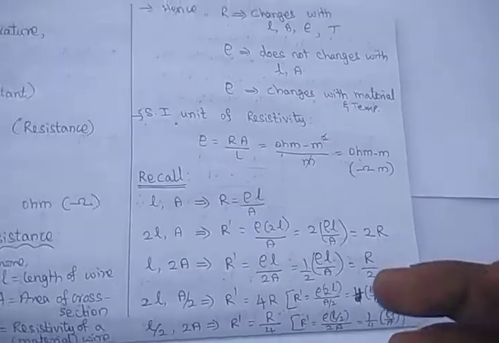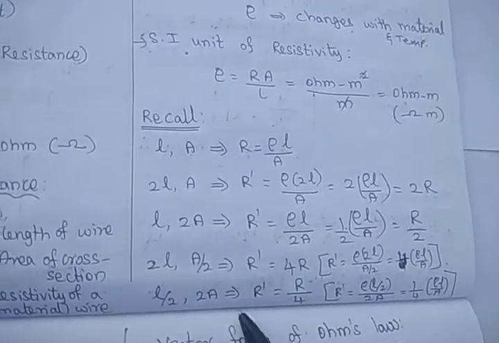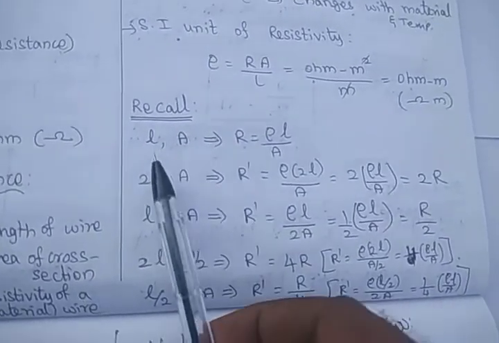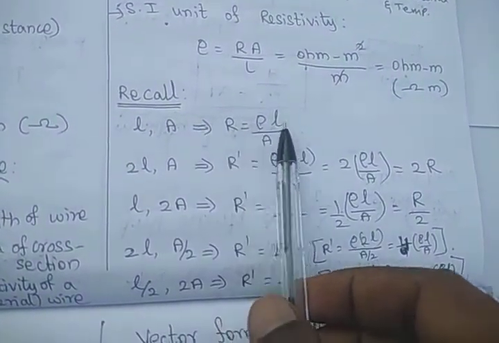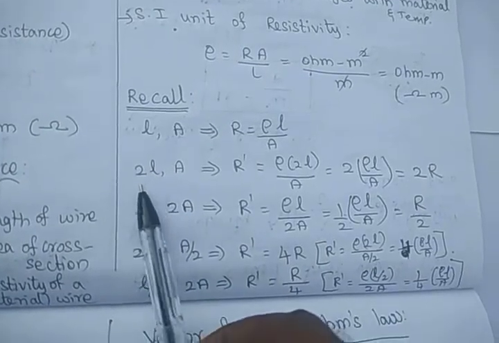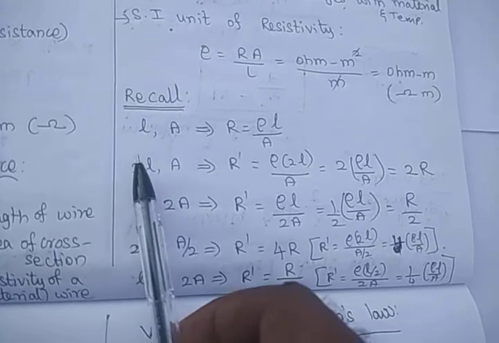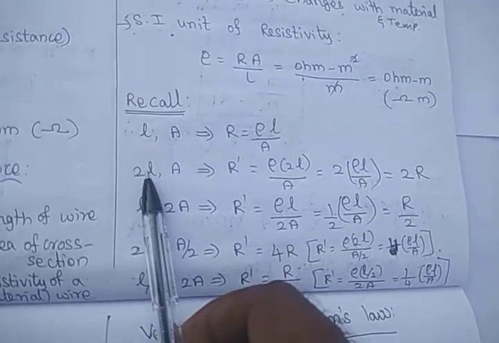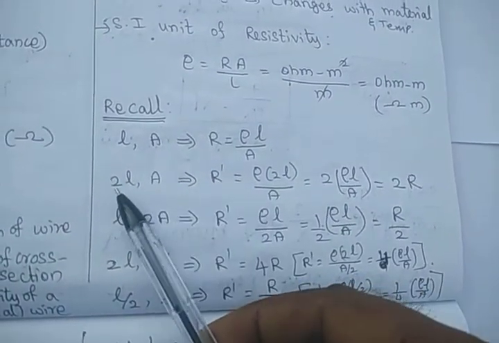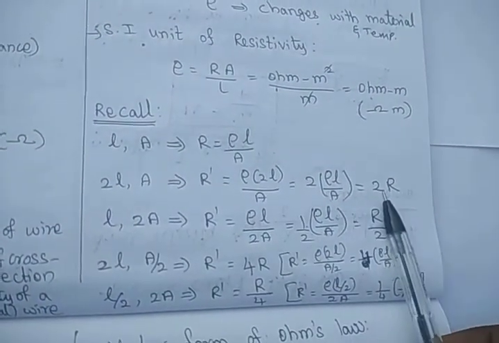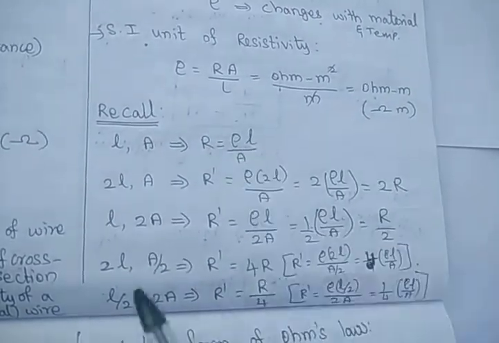Again, these are all things we studied in 10th standard itself. I will recall what the changes will be with the dimensions of the wire. If the length is L and the area of cross section is A, the resistance is R is equal to rho L by A. If the length is doubled but the area of cross section does not change, that means instead of a 1 meter wire I take a 2 meter wire, but the thickness does not change. What will be the change in resistance? Substitute 2L here, we get 2R. So the new resistance of the wire is 2 times the previous one.